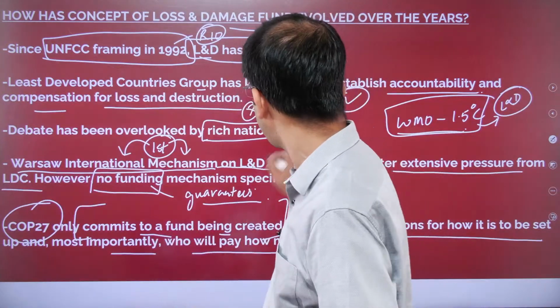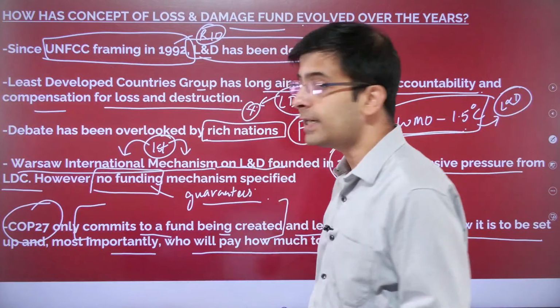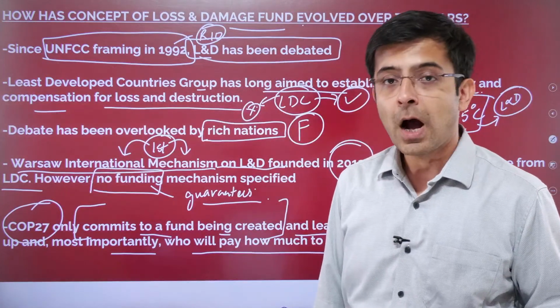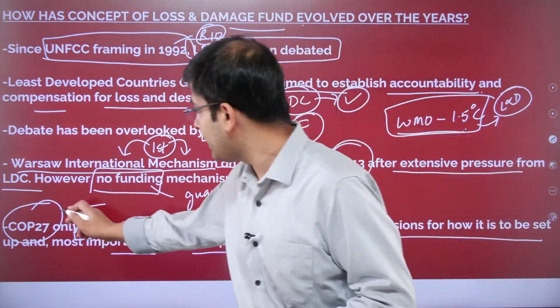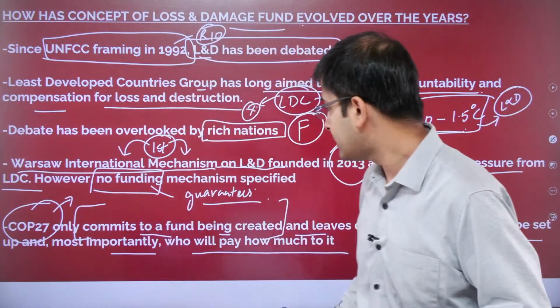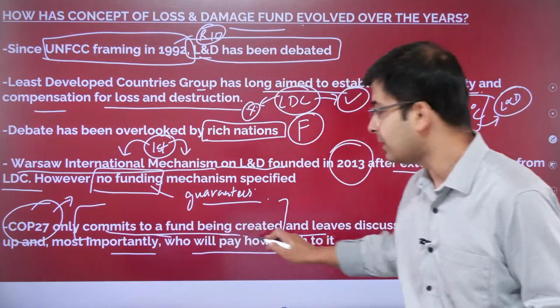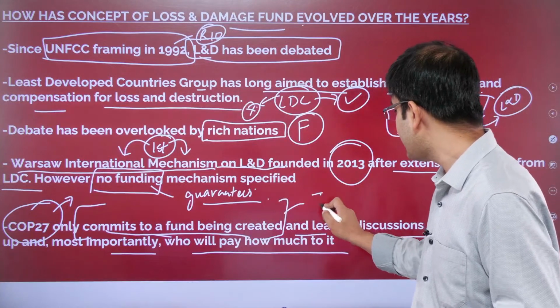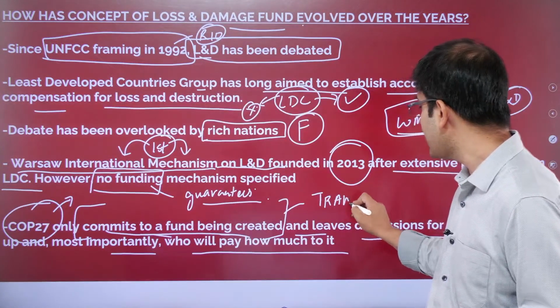The problem was not the creation of the fund. The problem right now is the disbursal of the fund. The problem is making sure that people have access to whatever fund is created. This is of urgent importance. However, what the people in Sharm el-Sheikh did was, okay, we will just create a fund. And then they created something called a transitional committee.